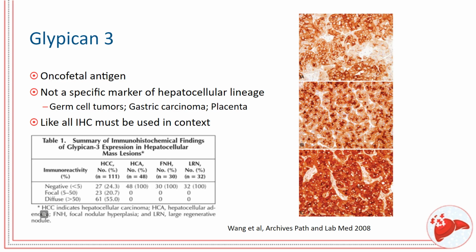You can see these data from Hanley published a few years back showing that it is diffusely positive in about half of hepatocellular carcinomas in this particular study, and positive to smaller degrees in a lower percentage of hepatocellular carcinomas, but negative in about a quarter of them. So a negative glypican-3 does not exclude HCC. And you can see some degrees of expression and different patterns of expression in these 3 panels to the right.